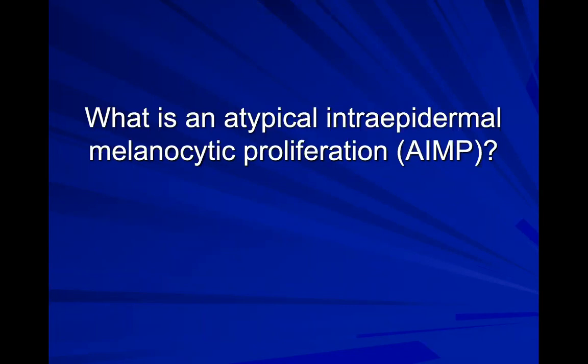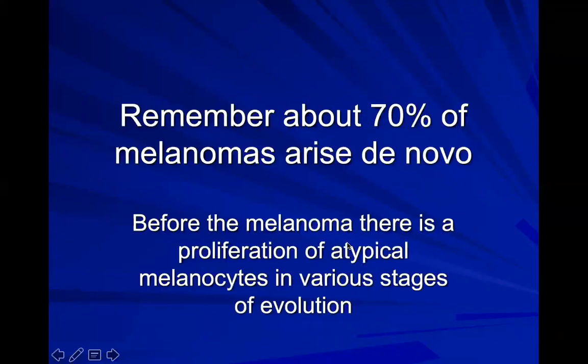All right. What is this entity, atypical intraepidermal melanocytic proliferation, AIMP? Well, remember, 70% of melanomas arise de novo, not in a nevus, okay? So before there's a melanoma, there's just a proliferation of atypical melanocytes. So you're not going to call it an atypical nevus because it never was a nevus. So that's what these AIMPs are. They are the atypical proliferation before you get to melanoma in the lesions that never started as a nevus.